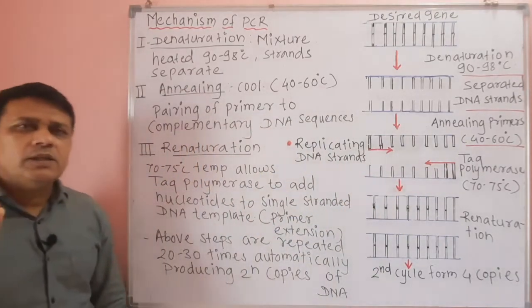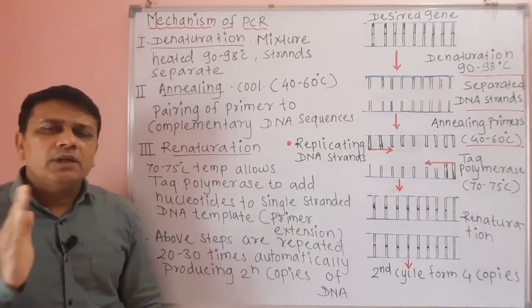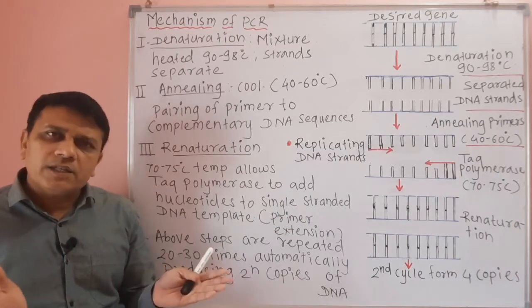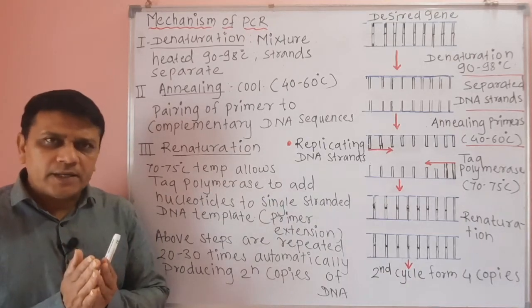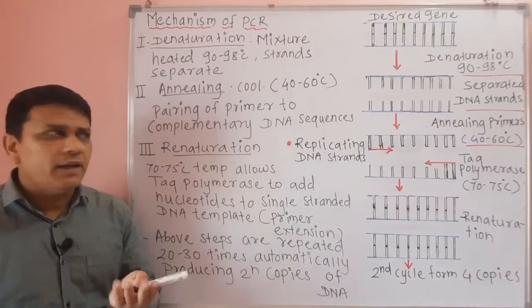We have already seen the process of DNA replication. DNA replication means inside the cell nucleus, the two strands of DNA get separated, and on these two separated strands, new strands are produced. It is called DNA replication.